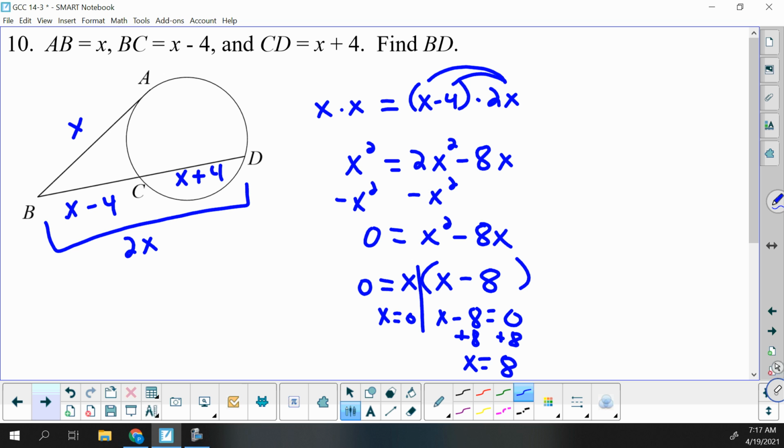Well, let's see. We have x is 0. We would have that as a length, and you can't have a length of 0. That would mean it doesn't exist, so only the 8 is what we'll work with. And they wanted us to find BD. Well, BD was 2 times x, so BD will just end up being 16.